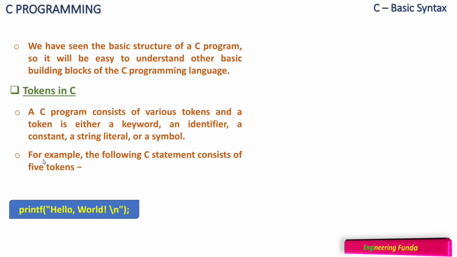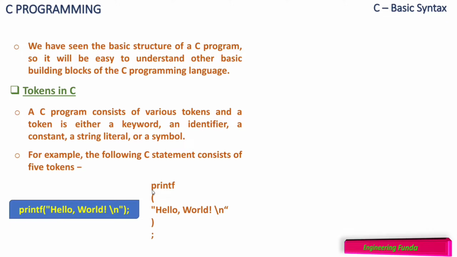Let us take an example. The following C statement consists of 5 tokens. There is this statement given to us, which is a print statement, printf("Hello World\n"); So there are 5 tokens in the statement. Let us see what those 5 tokens are.